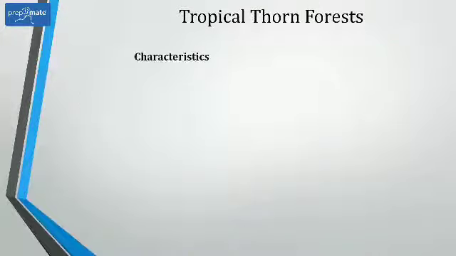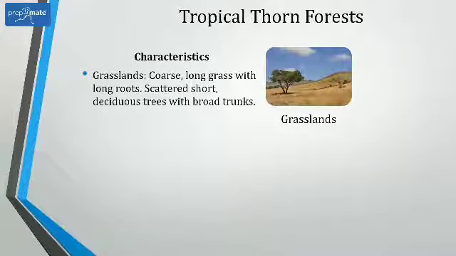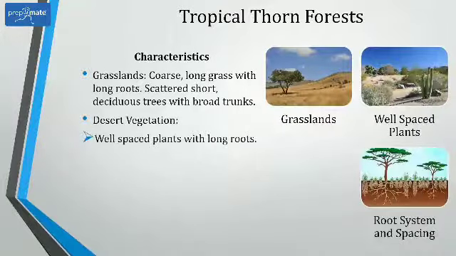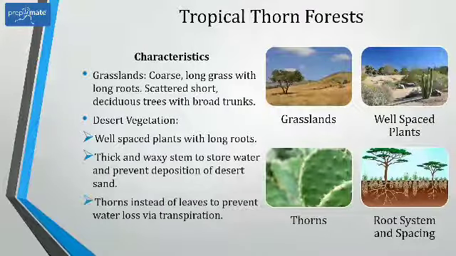The prominent characteristics of tropical thorn forests are: the grasslands are characterized by coarse grass with long roots to absorb water from the soil. The trees possess broad trunks and are scattered along the entire landscape. Desert-like vegetation is characterized by well-spaced plants with long roots to gather moisture. A thick, leather-like and waxy stem is present to store water and prevent sand deposition. Plants are entirely leafless, with thorns to prevent water loss due to transpiration.